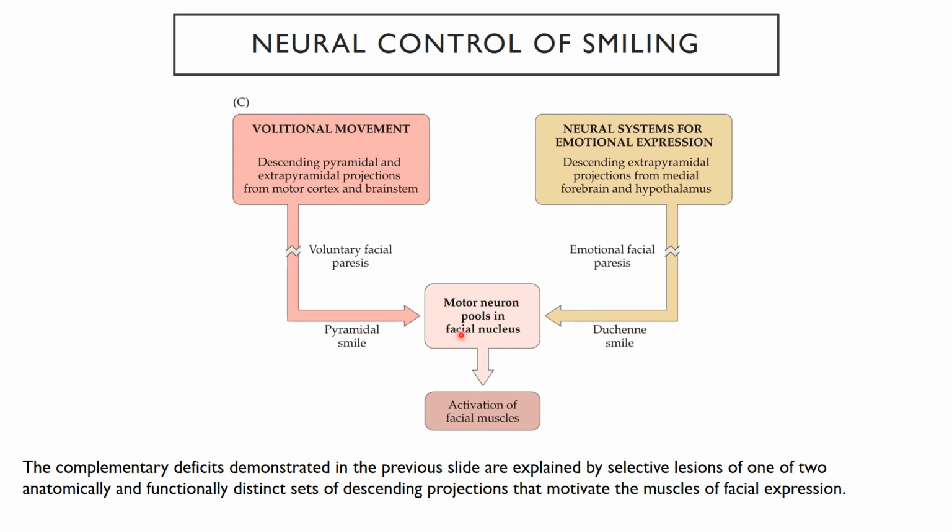Both are going to affect the motor pool, but they're going to affect the motor pool in different ways, especially depending upon whether someone's trying to do a voluntary smile or is doing a spontaneous smile. So it demonstrates that there are selective lesions in one of the two anatomically and functionally distinct sets of descending projections that motivate the muscles of facial expression.